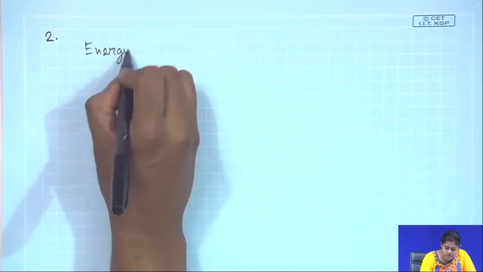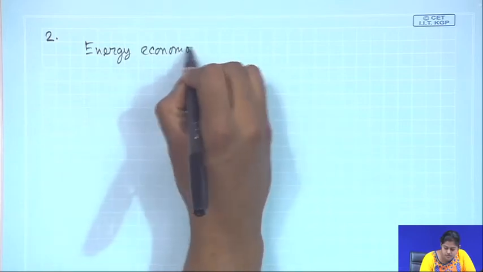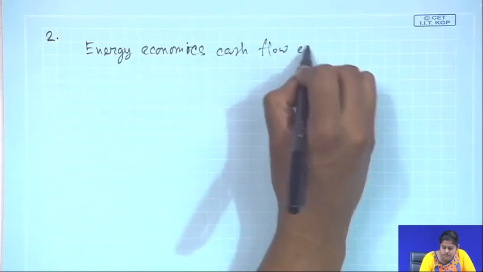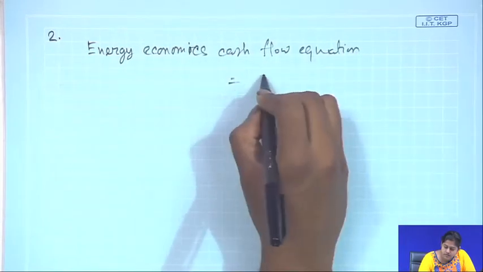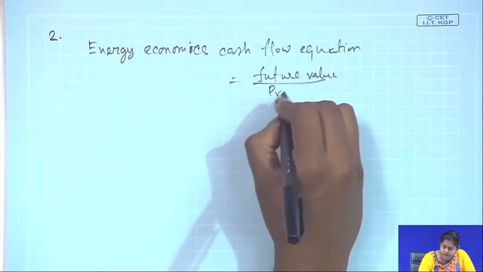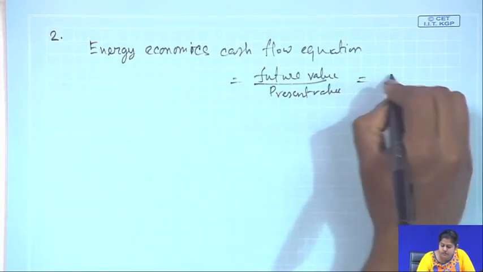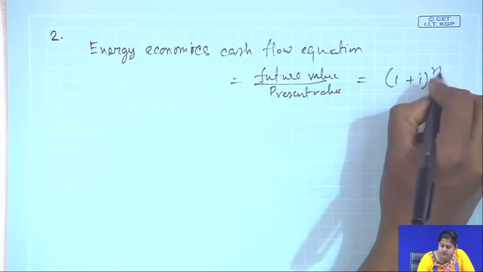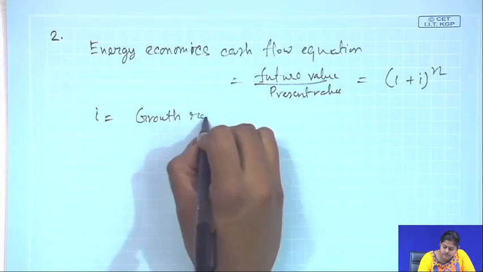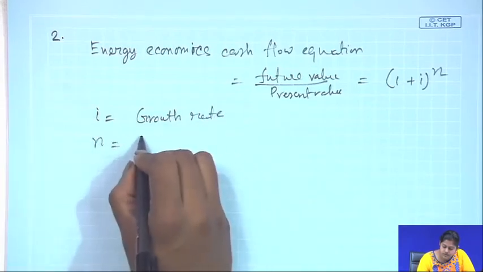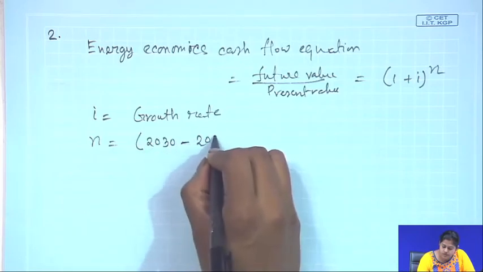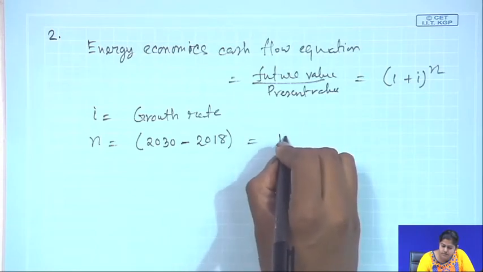the energy economics cash flow equation, that is, future value by present value, which is equal to (1 plus i) to the power n. Here i is the growth rate, and n here is 2030 with respect to 2018, so that will be equal to 12.